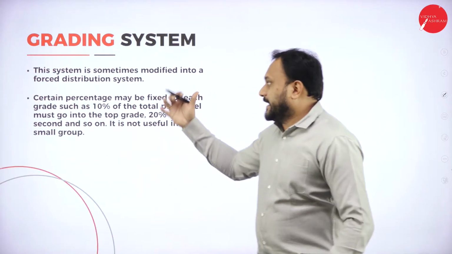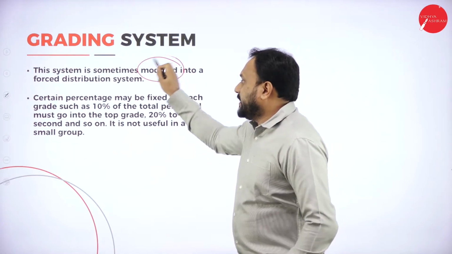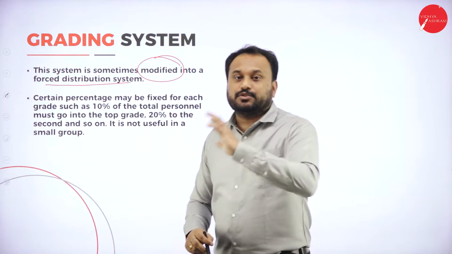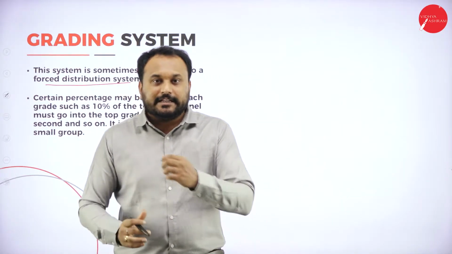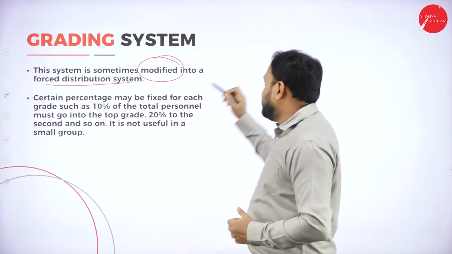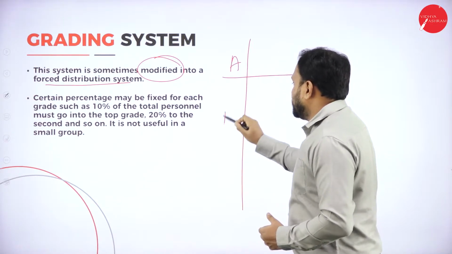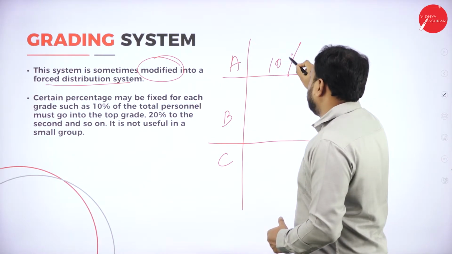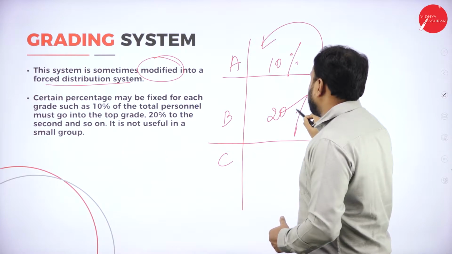Next one is, in the grading system, the system is sometimes modified into a forced distribution system. I'm going to explain more about this forced distribution system next. A certain percentage may be fixed. For example, they'll make this as A, this is B, next they are C. Now 10% of people should come in the A category, 20% of people will come in the B category.